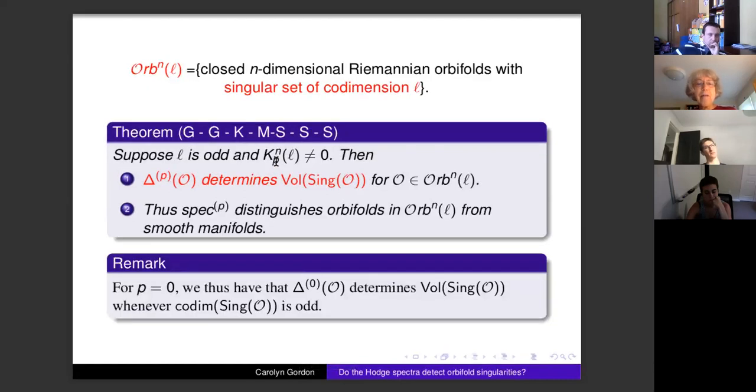This first result is actually new even for p equals 0. And for p equals 0, remember the Crouchik polynomial never vanishes. So it says that the Laplace-Beltrami operator determines the volume of the singular set whenever the singular set has odd codimension.